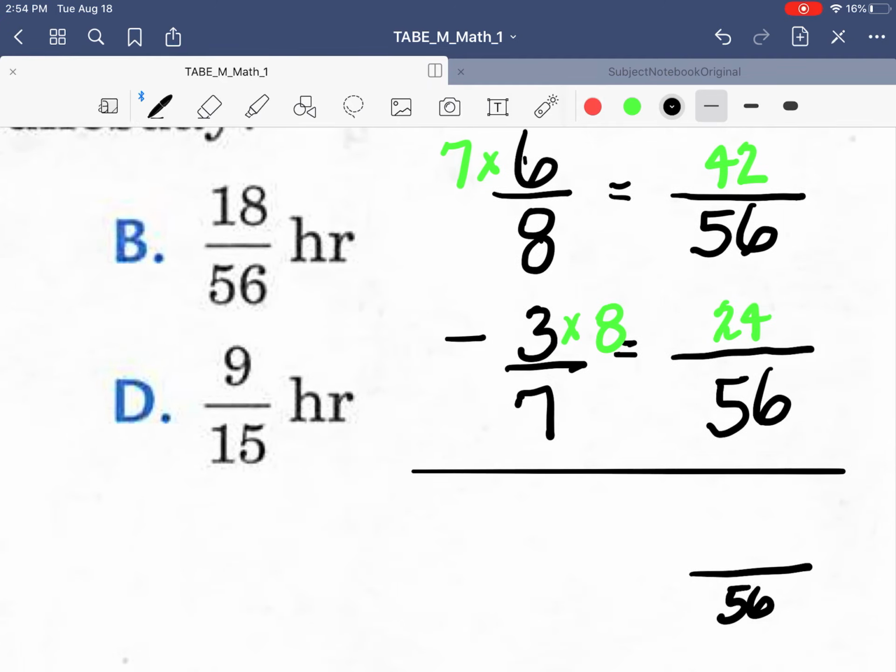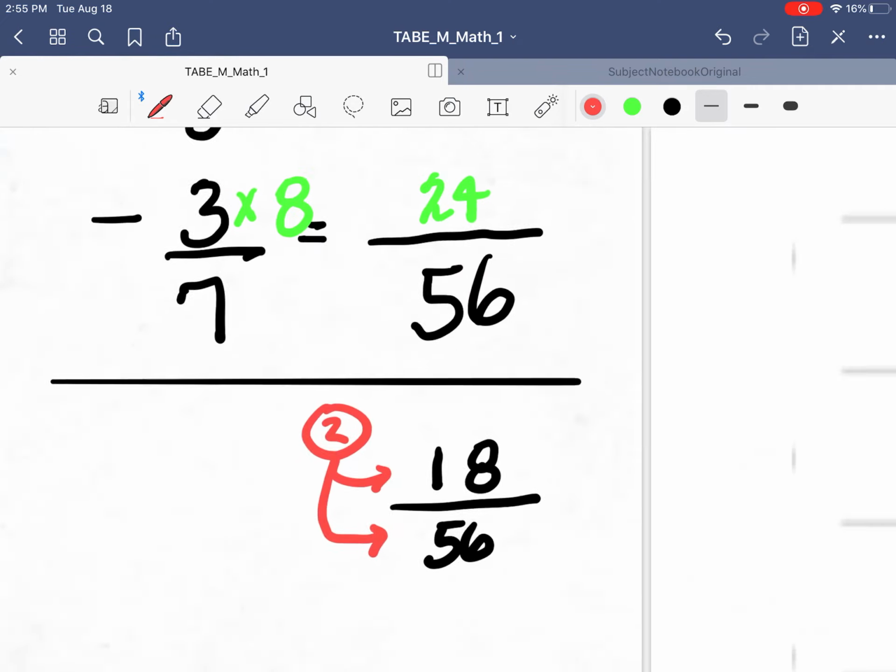And we're subtracting this time. Common denominator is 56, and 42 minus 24. That's going to be 12 minus 4 is 8, and 3 minus 2 is 1. And there is your answer. This one will simplify, by the way.